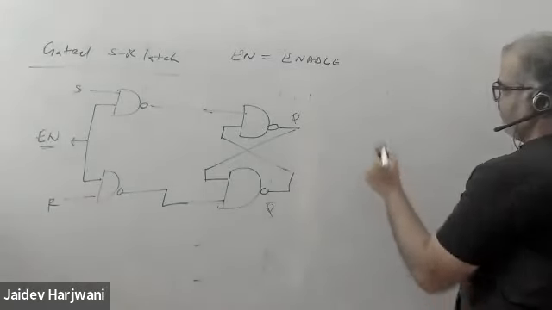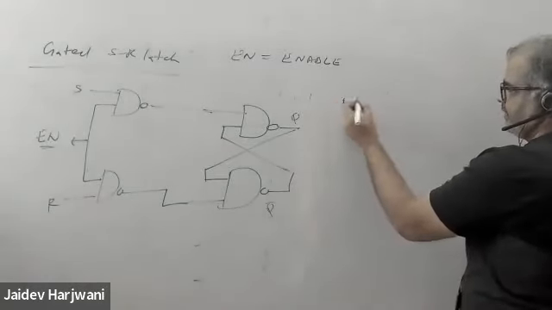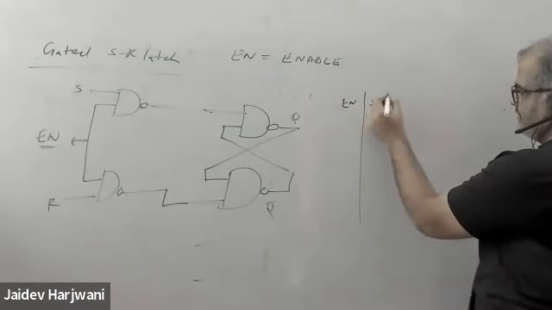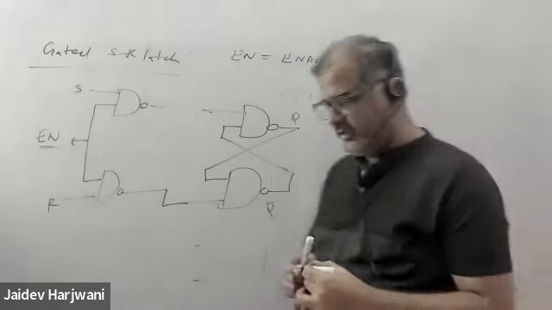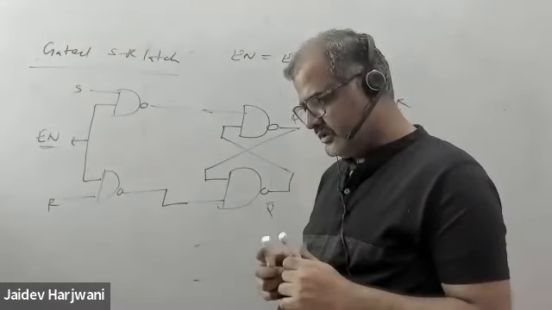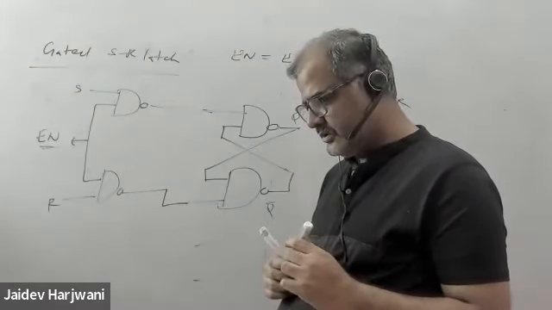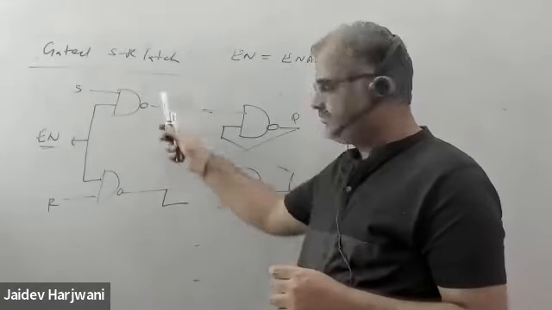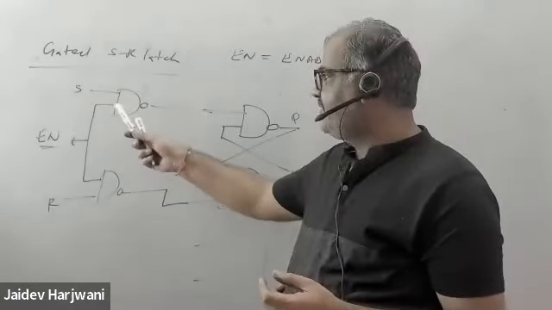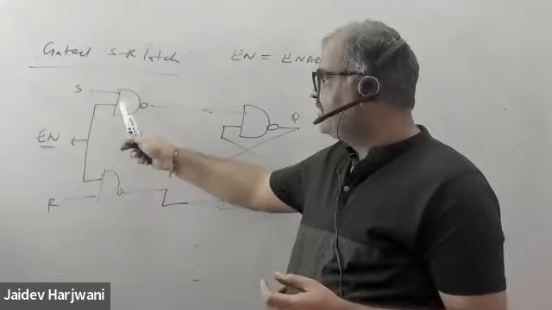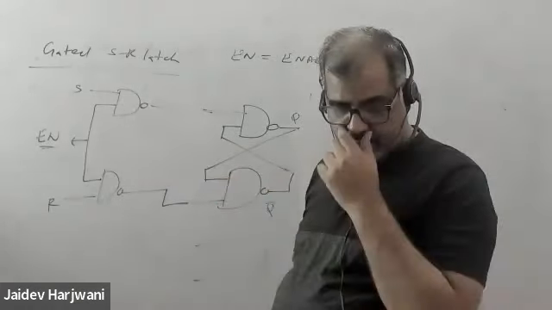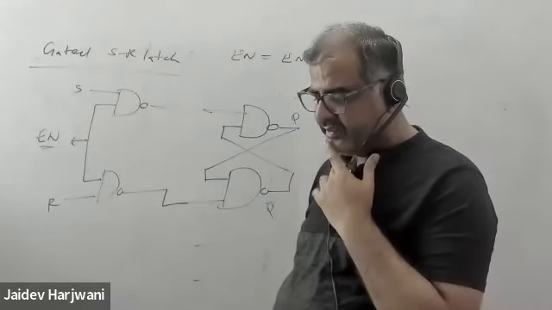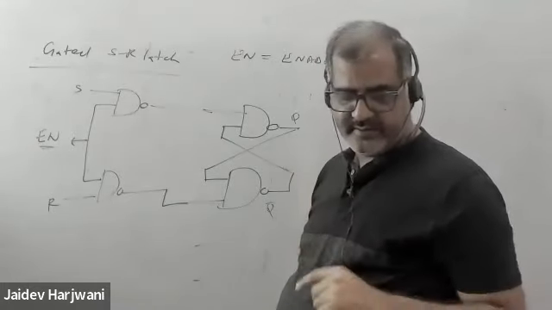Now we have enable, S. So for a NAND gate, if we give one input 0, we will get output 1. So whatever the other input is, it will make the output 1. Enable should be 0 for working of the flip flop? No, it should be 1.